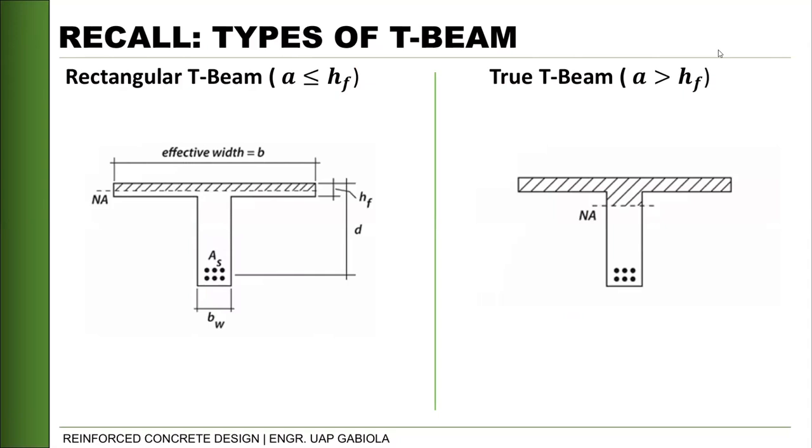And then when the neutral axis is beyond or below the bottom of the flange, meaning a portion of our compression block is already at the location of the web, so that is considered as true T-beam. And we have already discussed how to analyze the forces when it comes to true T-beam.